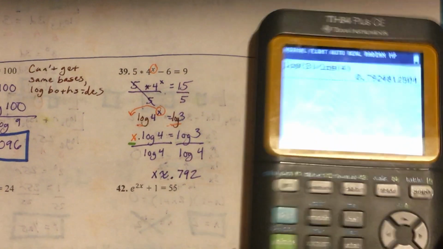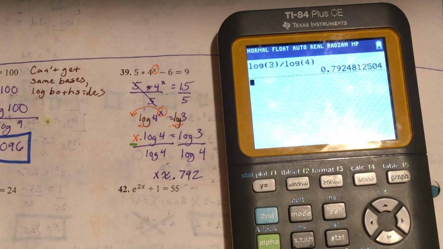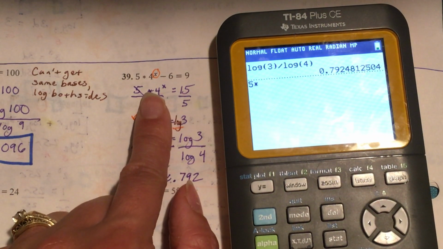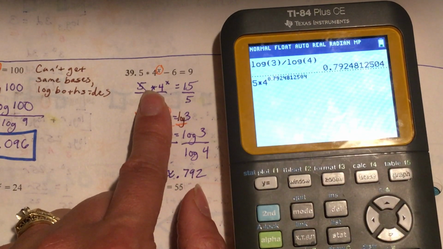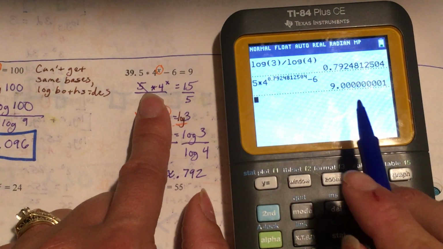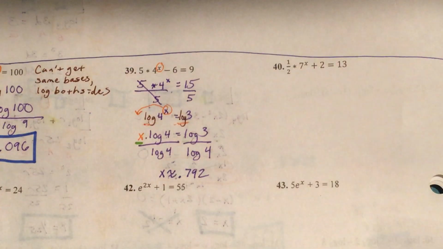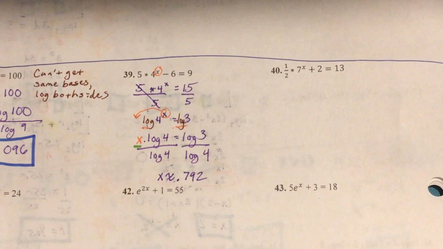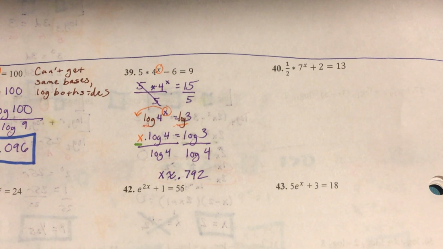And again, if you wanted to, you could check by plugging back in. We don't have to check. We're not looking for extraneous solutions on this one because it's not a logarithmic equation. But if I just wanted to check for accuracy, we could do 5 times 4 to the stored value minus 6. And yep, that gets me super duper close to 9. So still solving exponentials like we did on the very first video over the Solving Showdown packet, but now we're encountering things where we can't get the same bases.